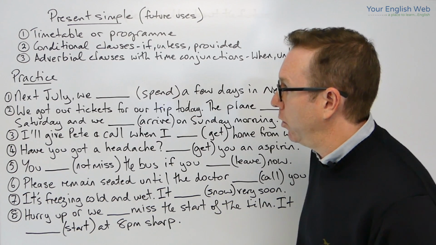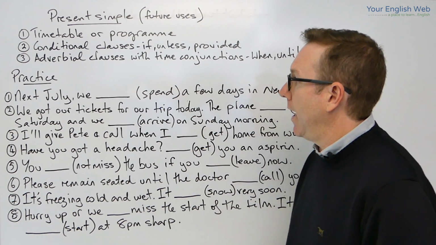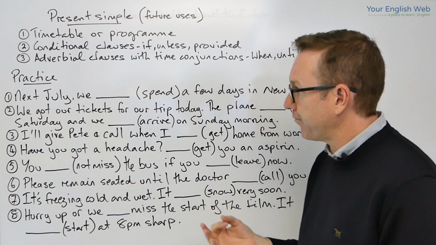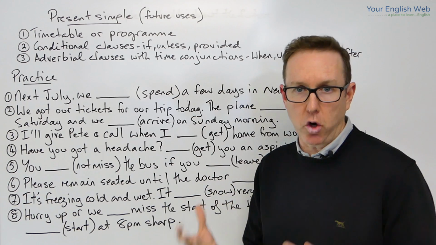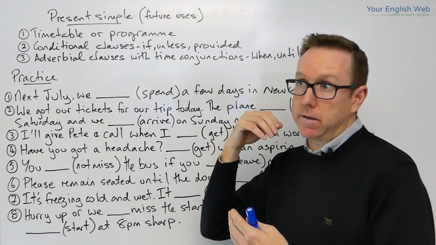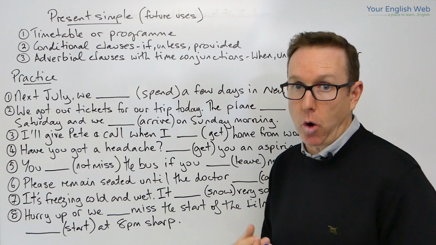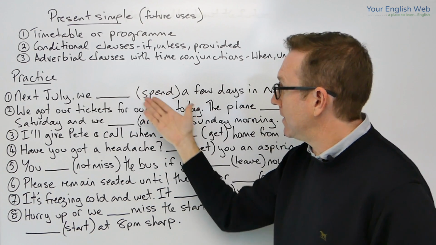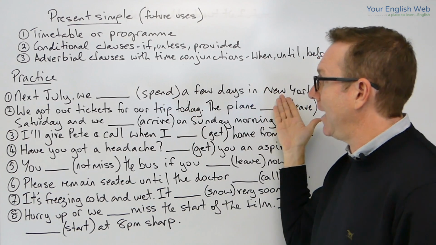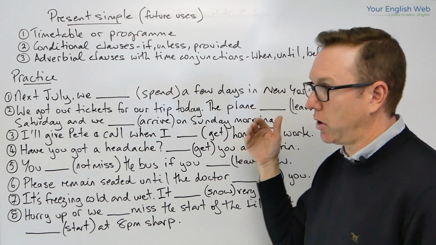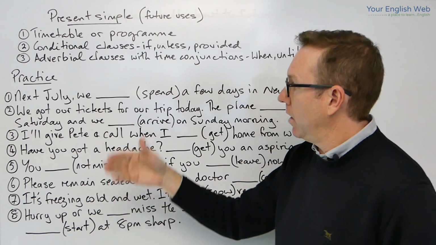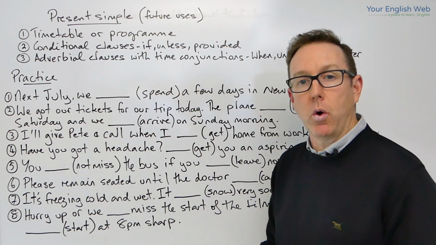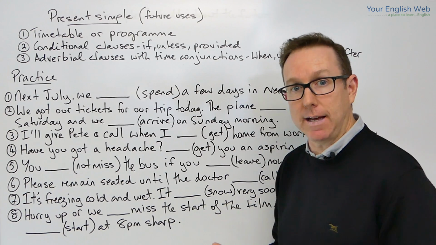Let me just get my blue pen. Here it is. And we're going to start with the first one here, number one. Now, let's put this into a context. Next July, I'm going on holidays, of course, and we spend a few days in New York. Okay, so it's a future. We have to decide whether we use will, going to, present simple, or the present continuous tense here.